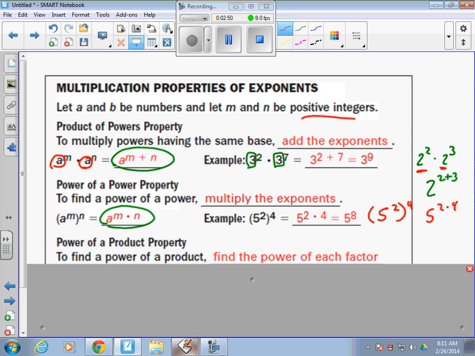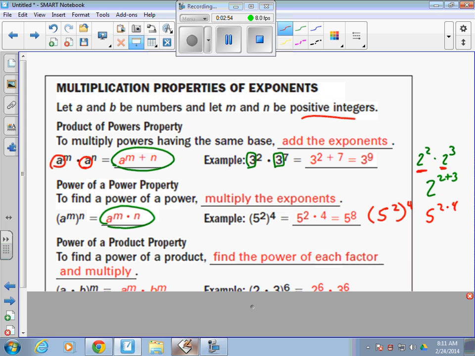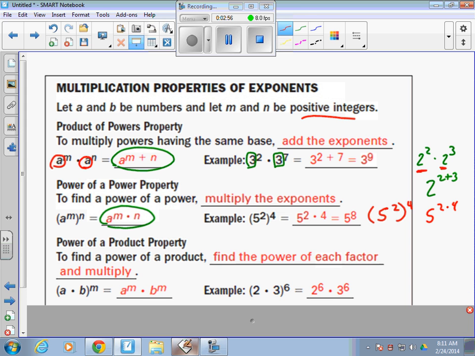And then the other one is the power of a product property. You find the power of each factor and you multiply. So right here we have a times b to the m. Our order of operations tells us we need to multiply a times b first. Well, this is an alternative to that. If that is difficult for you to do, and most of the time it'll be difficult when you're talking about a variable that you can't multiply, and we know how the distributive property works, you have to distribute it to both things.